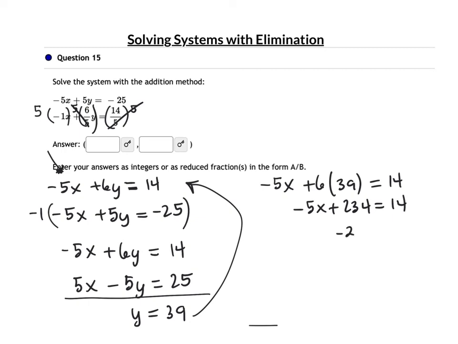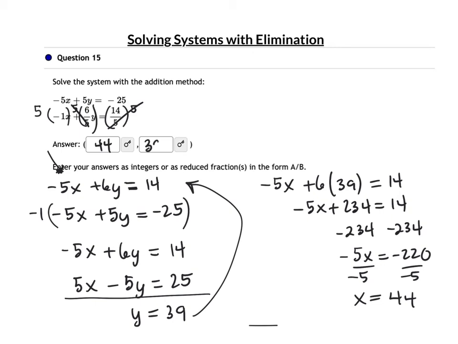Now I'll subtract 234 from both sides. 14 minus 234 is negative 220. Negative 5x equals negative 220. Divide by negative 5. Negative 220 divided by negative 5 is 44. So x is 44. So my ordered pair is 44 for x and 39 for y.